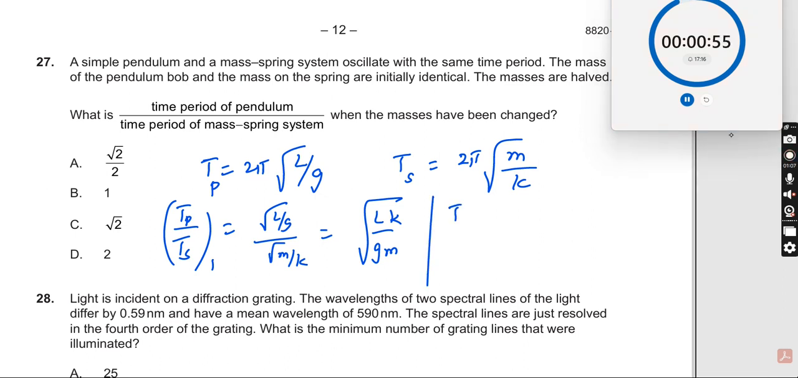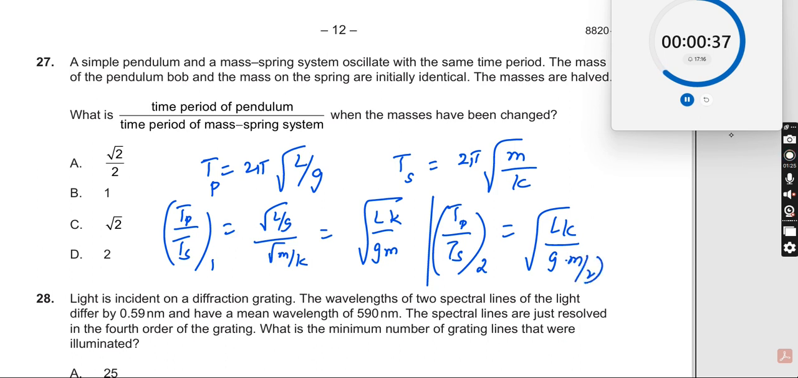Right, now next one. When I halve this mass, this becomes M by 2 over here, right? When it becomes M by 2, in that case what happens? Your Tp by Ts, let me write this as 2, should now be equal to square root of L K divided by G into M by 2. I am not changing anything else except the mass has been halved. So this should be equal to square root of 2 L K divided by M G.